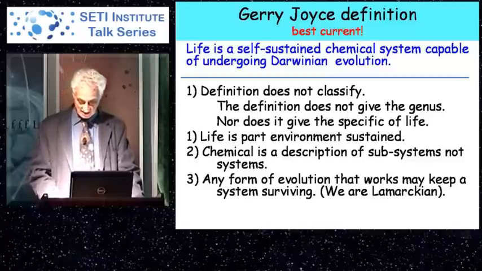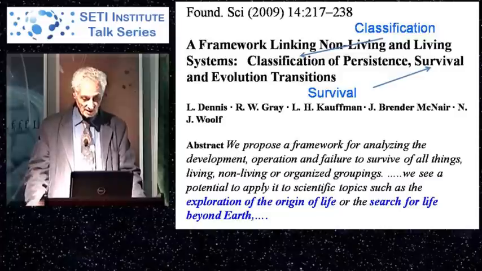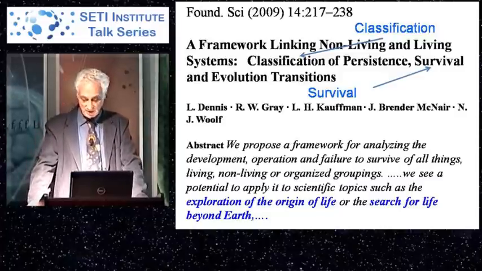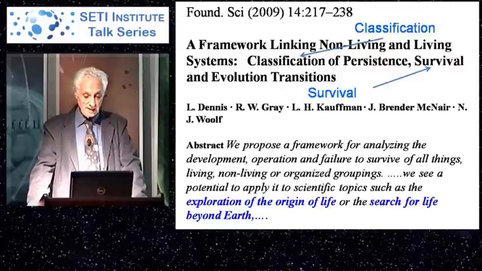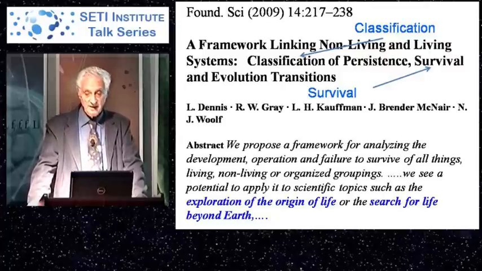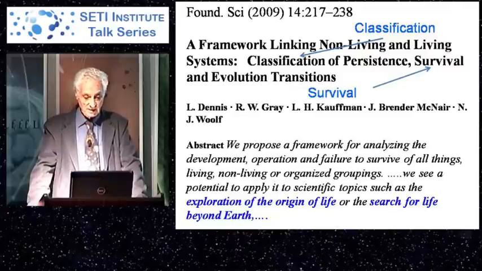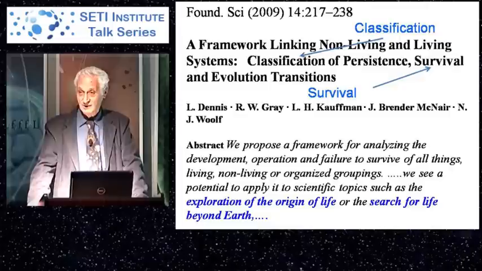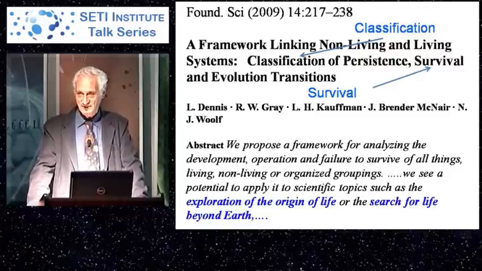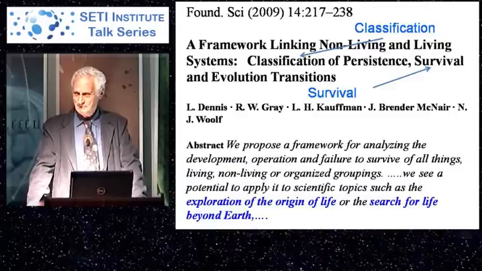Now, you shouldn't complain about anybody else's work unless you offer an alternative. So a year ago, with a group of friends, we did write a paper proposing a classification framework in the journal Foundations of Science, a framework linking non-living and living systems, classification of persistence, survival, and evolution transitions. The word survival has entered here for the first time, and we notice that Darwin recognized that the one absolute requirement for life was survival. But somehow, in the attempt to define life or classify it, the word survival seemed to get missed.